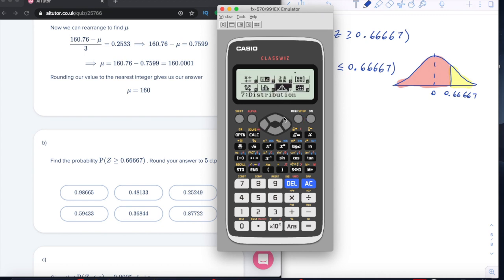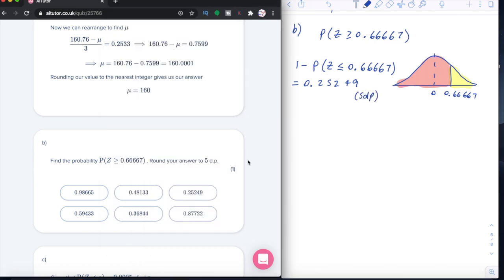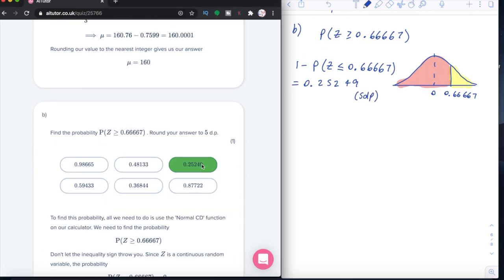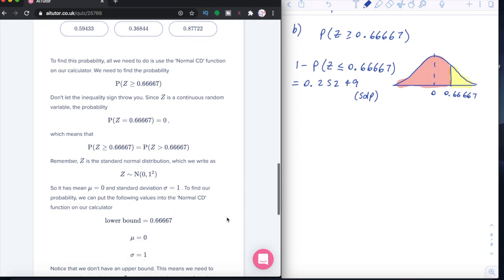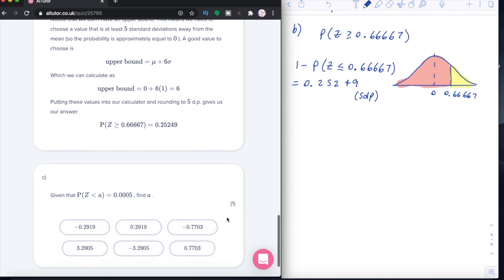If we go back to option 1, so that is now stored as our answer, then we can just do 1 minus answer, and to 5 decimal places, that is 0.25249. And that is this answer here. And again, that's correct. And it gives you a nice detailed solution of how you can work that out.